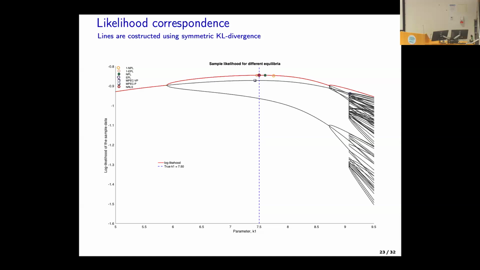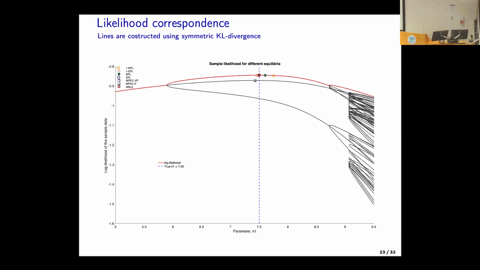There I only showed the red graph, which is like the upper envelope of these equilibrium-specific likelihoods. Here there are no cliffs. There's just a discontinuity, but we have discontinuous likelihoods somewhere. Here are the different estimators located.